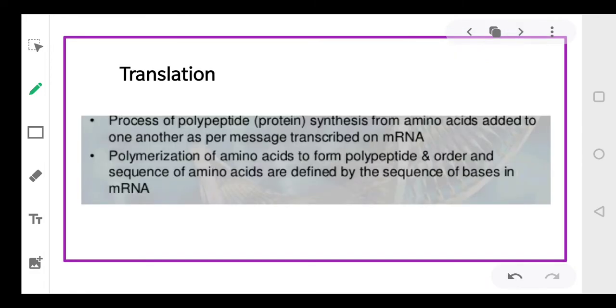Now coming to a little bit of introduction to translation. We know that DNA will form the RNA.